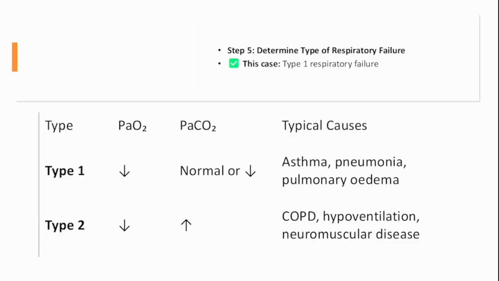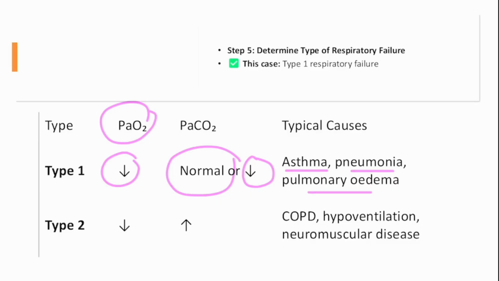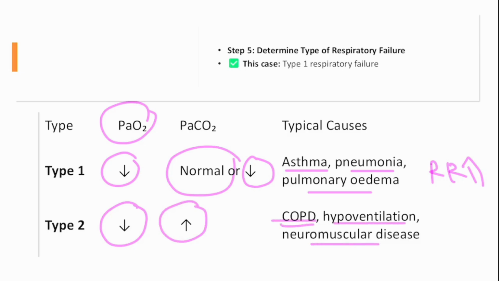Type 1, PaO₂ is decreased, PaCO₂ is normal or decreased, because of the hyperventilation you can get in asthma, pneumonia, pulmonary edema, because in all these conditions the respiratory rate is increased. Type 2 respiratory failure occurs when the PaO₂ is decreased, that is hypoxemia, plus hypercapnia. Classical example is COPD, any patient with hypoventilation, neuromuscular disease, somebody who has got myasthenia.